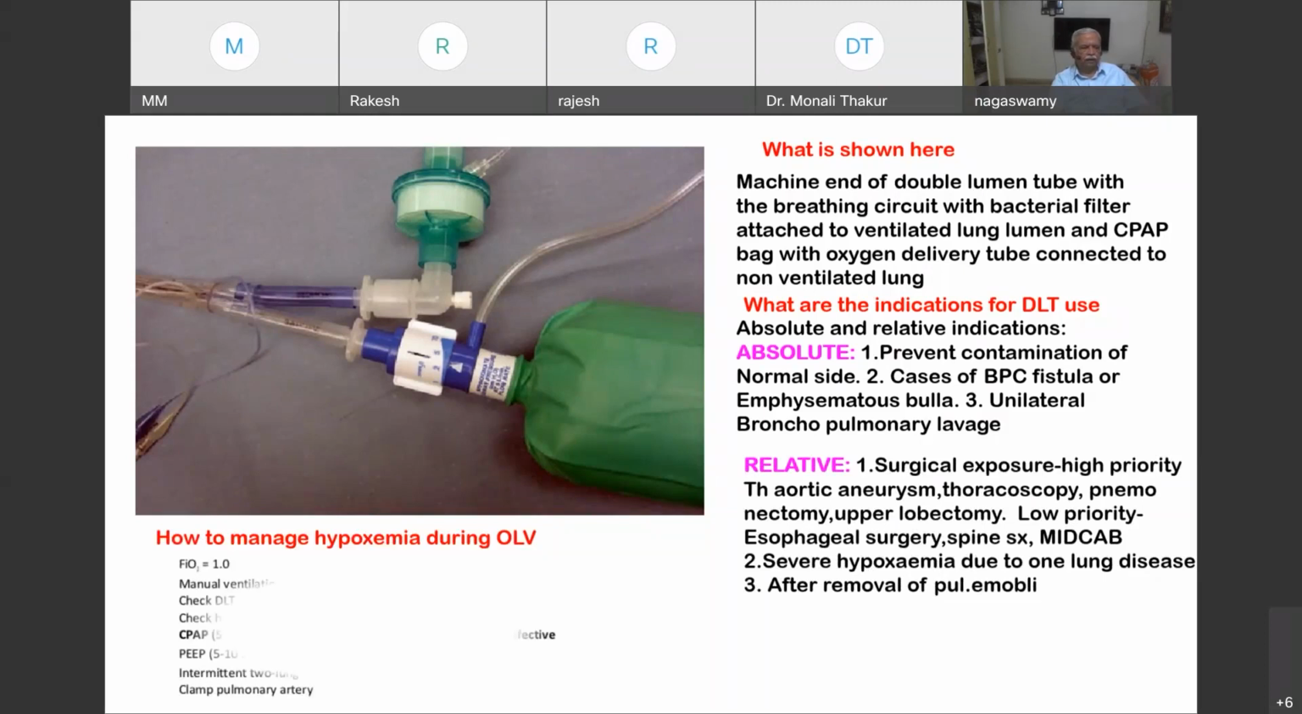So how to manage the hypoxemia that is likely to happen during one lung ventilation? You have to use 100% FiO2 and manual ventilation. Again, check the DLT position with the fibroscope. Check the hemodynamic status. CPAP application to the non-dependent or non-ventilated lung.